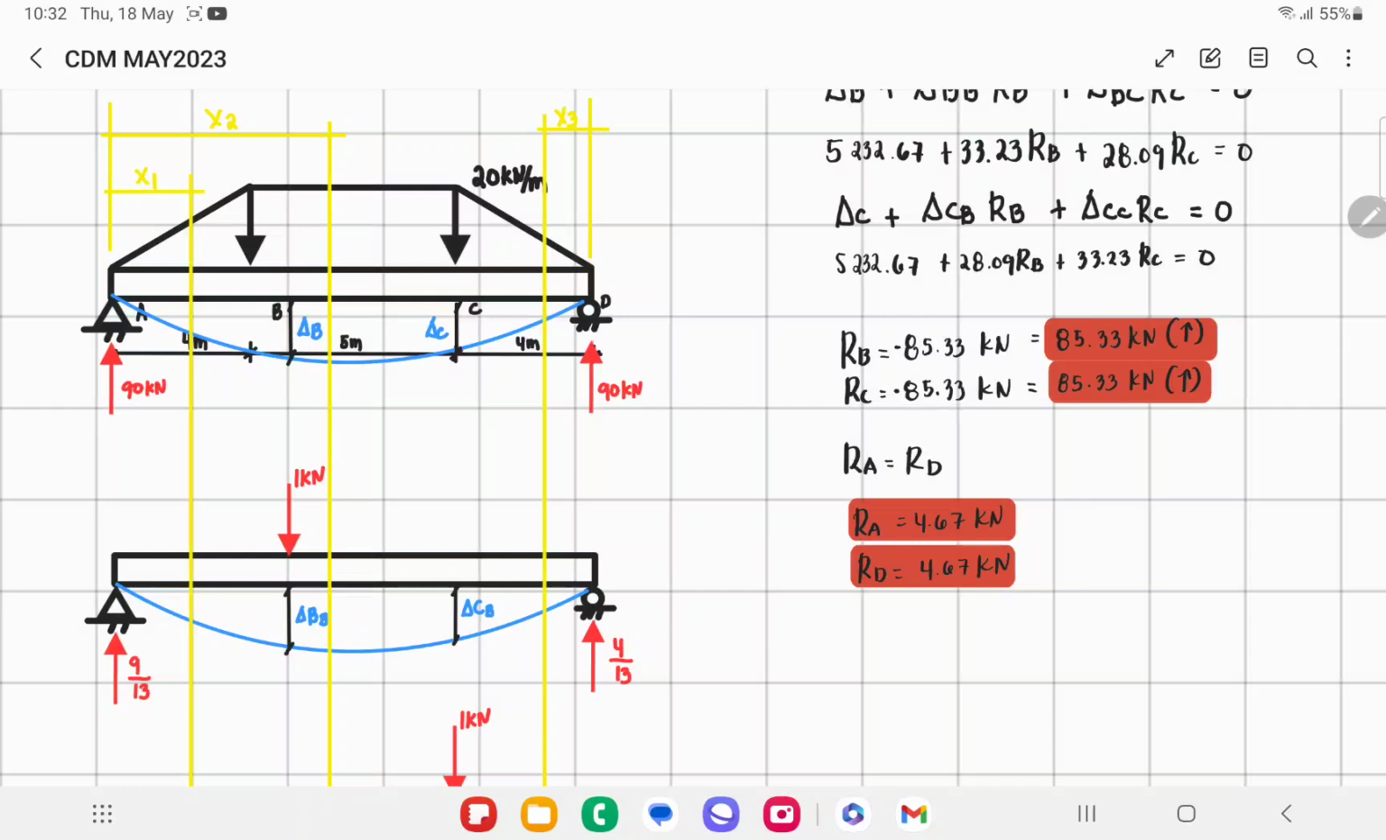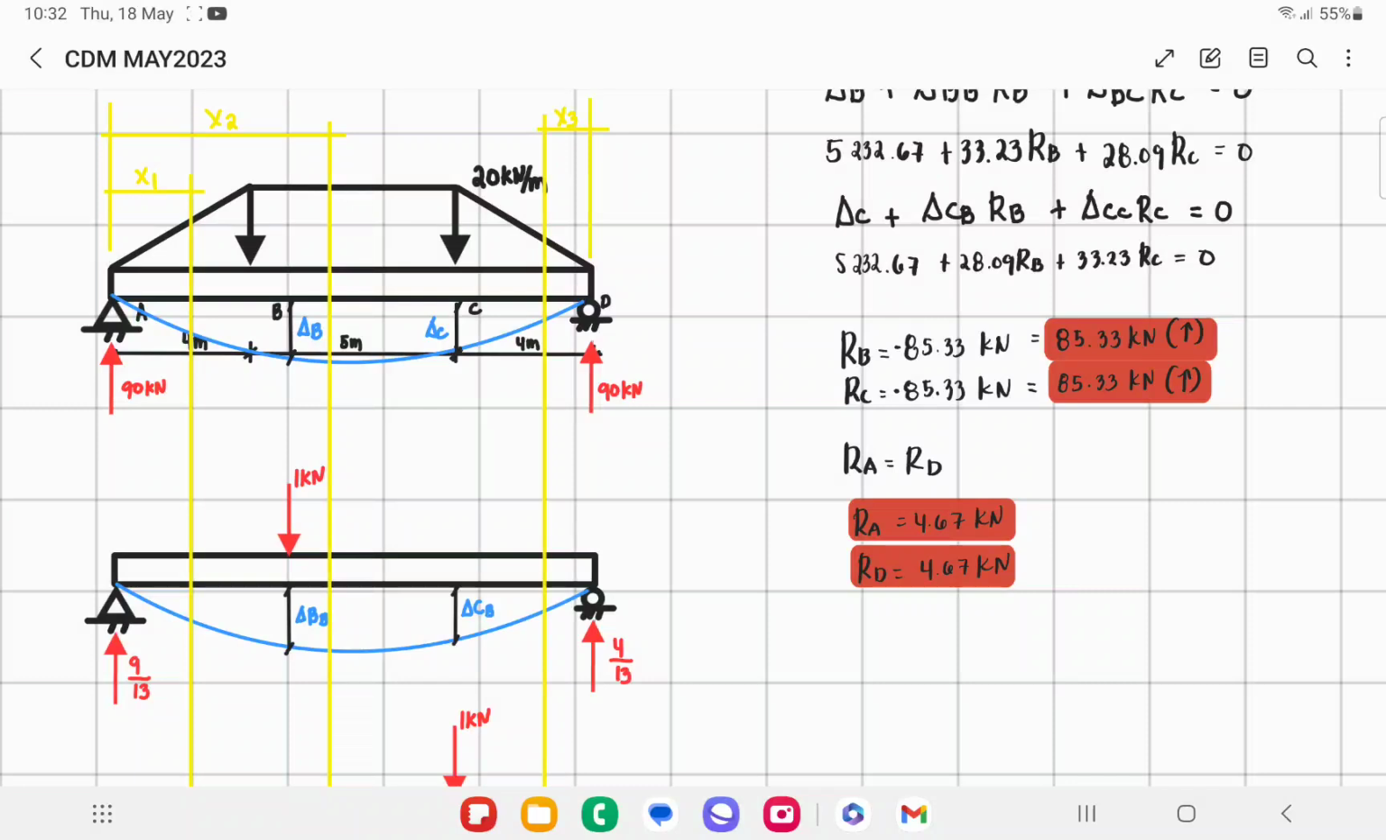We can use the equilibrium equations to solve for these reactions from our determinate structure. So solving, we computed the reactions at A and D. Since this is symmetrical, the reactions at A and D are each equal to 90 kilonewtons. And then the next is this diagram.